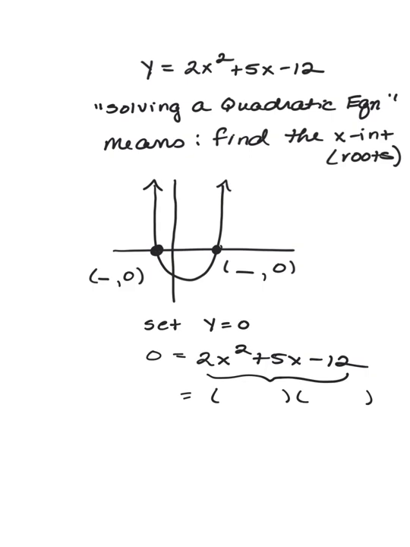Once we factor it, now we have a product that's equal to 0. If we have a product that's equal to 0, one of the factors must be 0. So that means either what's in this parenthesis must equal 0 or the second parenthesis must equal 0. So let's figure out what those factors are. To do that, we're just going to use our area model and a diamond problem.